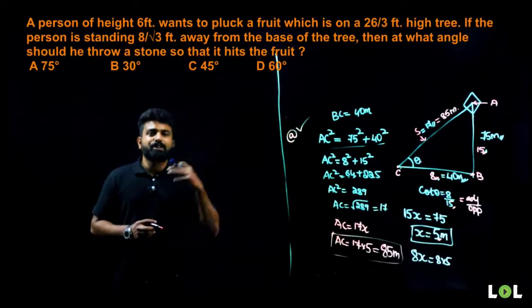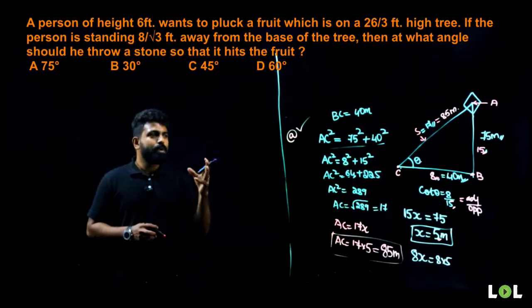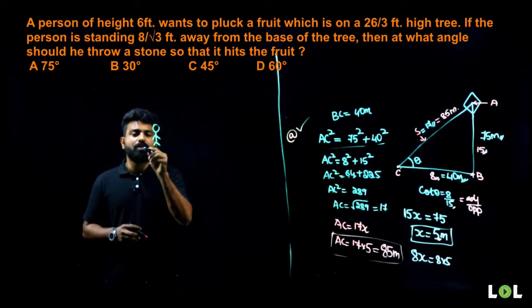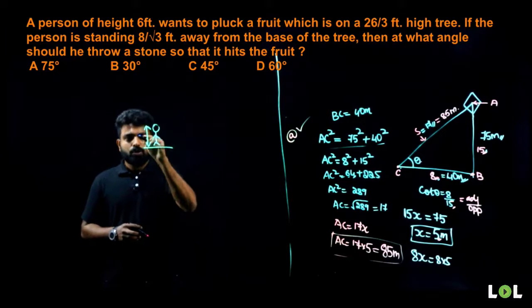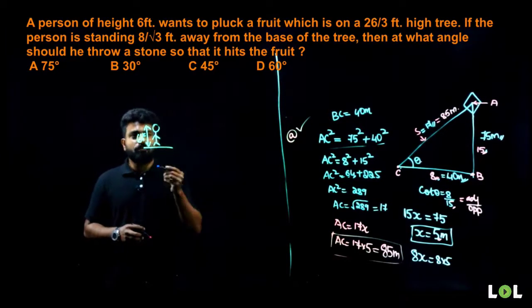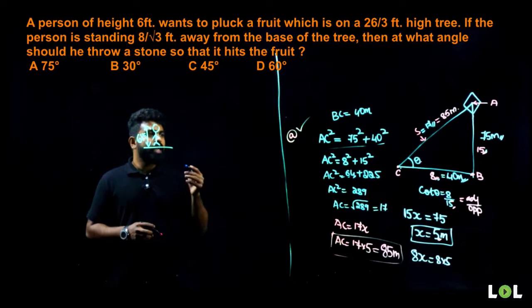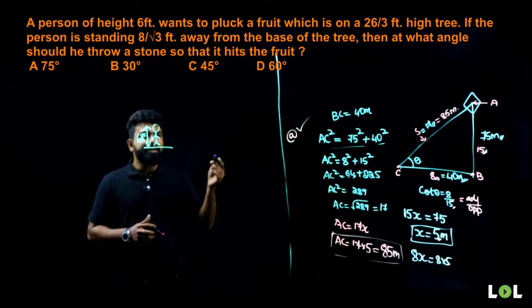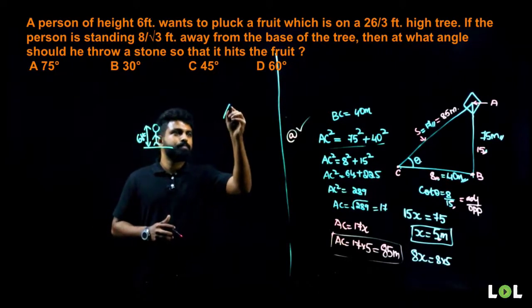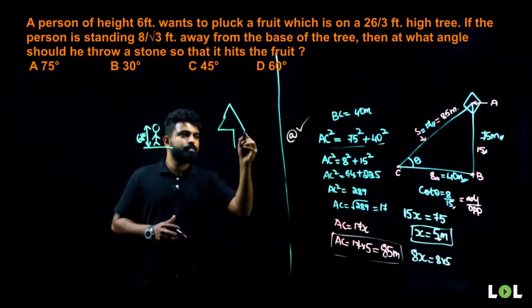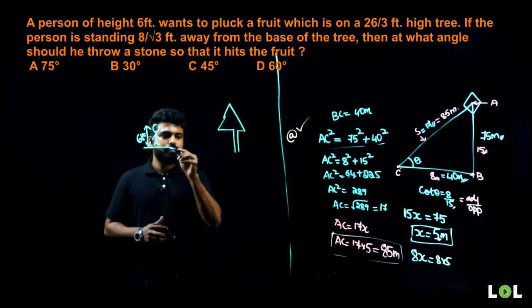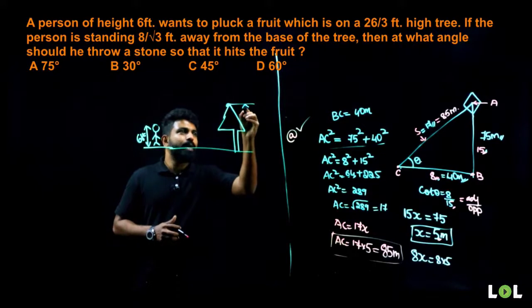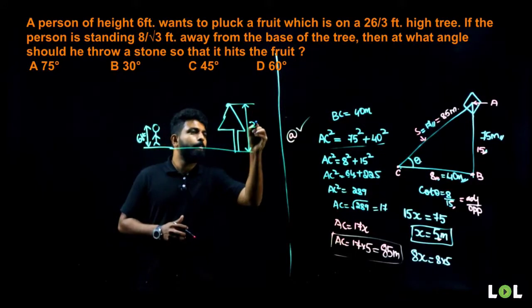Let us look at our last question for the day. What does it say? A person of height 6 feet. There is one person who is 6 feet tall. So the length is given in terms of feet here. Now what is happening? He wants to pluck a fruit which is 26 by 3 feet high tree. There is one tree here. And the fruit is at the top. And the fruit is at 26 by 3 feet.